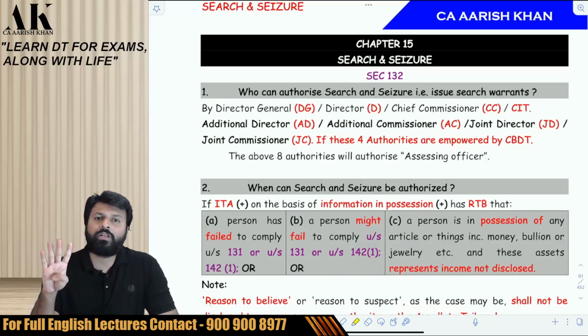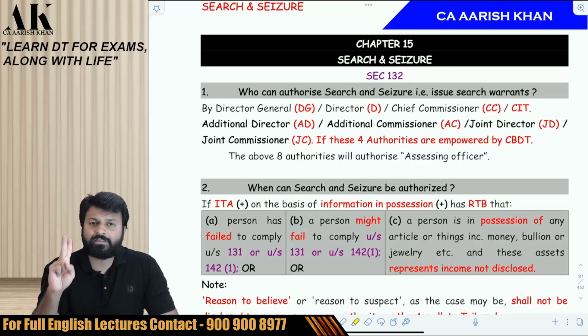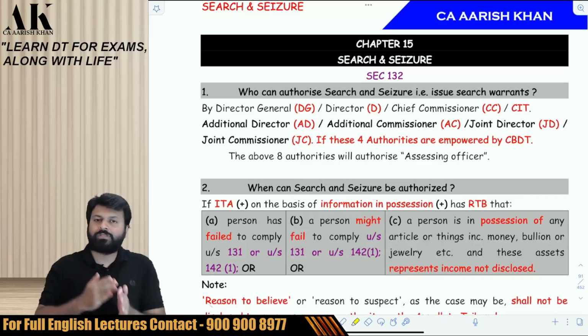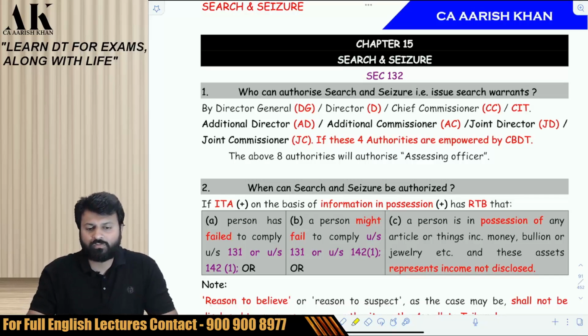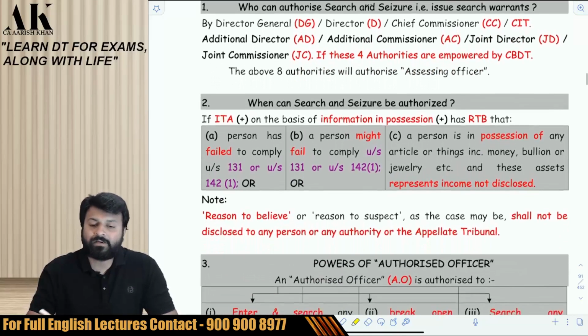Now there are 4 more authorities who have the power to issue warrant for the search, but they have to take approval from CBDT. Who are those 4 authorities? Additional Director, Additional Commissioner, Joint Director, Joint Commissioner. These are the 4 authorities who have to take an approval from CBDT for the purpose of issue of what? Search warrant.